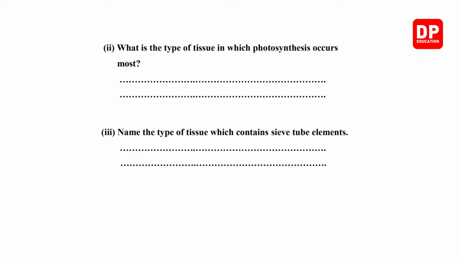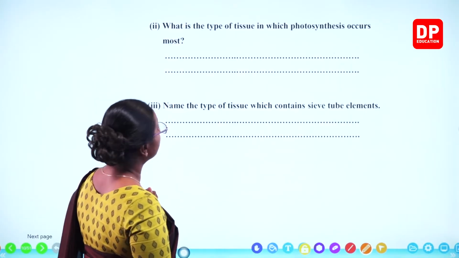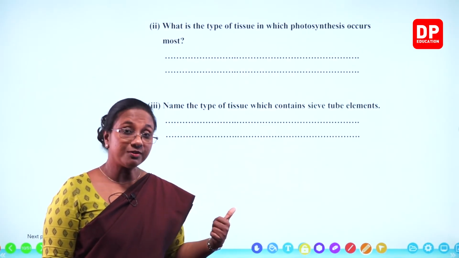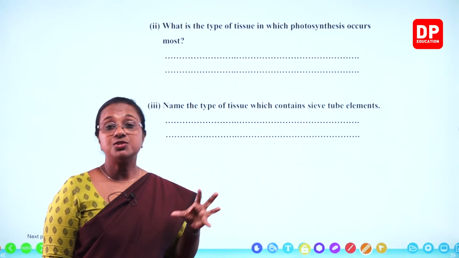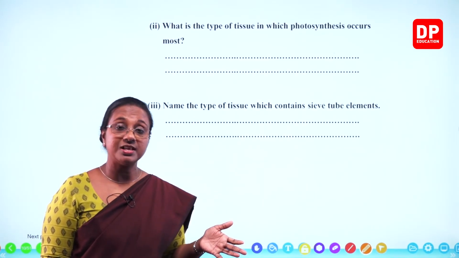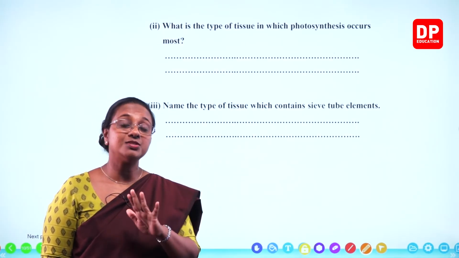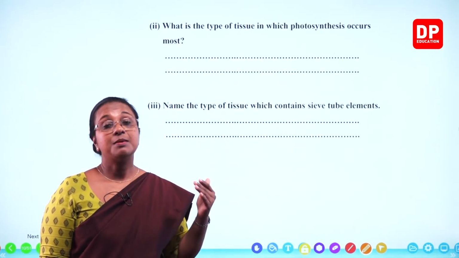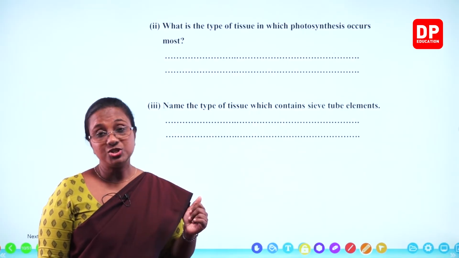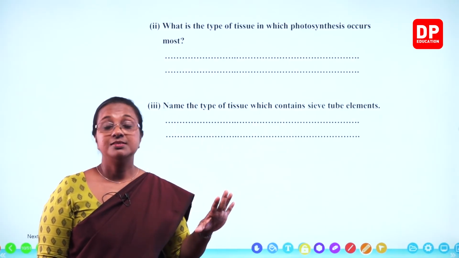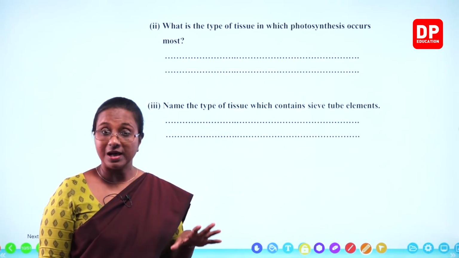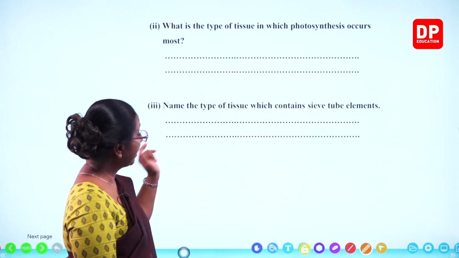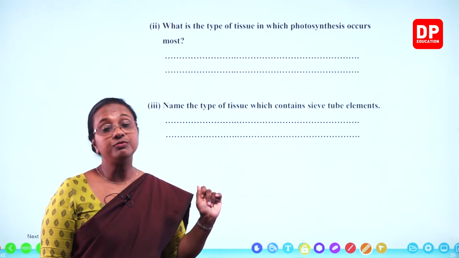Second one there. What is the type of tissue in which photosynthesis occurs most? Now, you can remember we discussed all the types of plant tissues. Out of that, in parenchyma, there is a lot of chloroplast. You can remember they are isodiametric cells. They have chloroplast, then there is photosynthesis. If you take the leaf also, you can remember there are the mesophyll cells, the palisade parenchyma and the spongy parenchyma. So, those cells contain chlorophyll, chloroplast. So, chloroplast contains chlorophyll. So, therefore, there is photosynthesis. So, parenchyma is the main tissue that carries out photosynthesis.